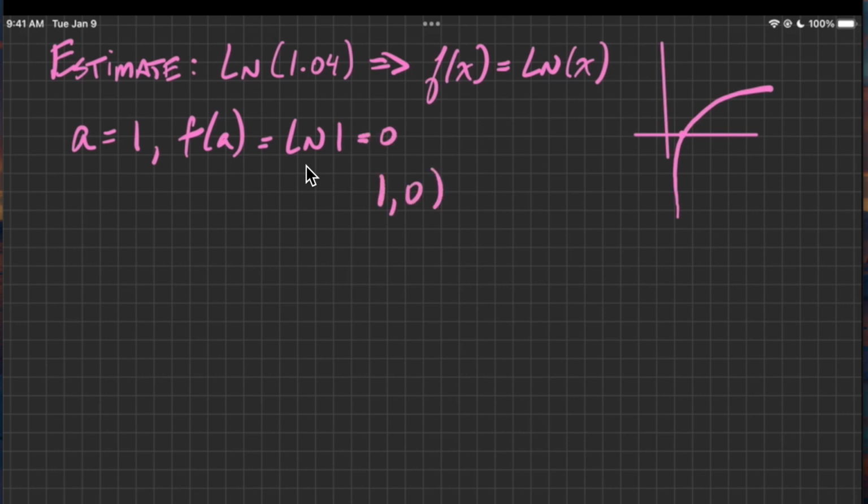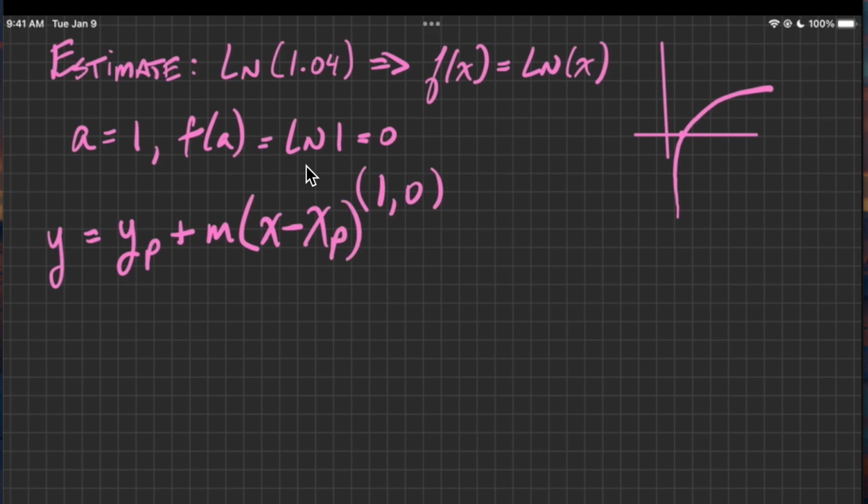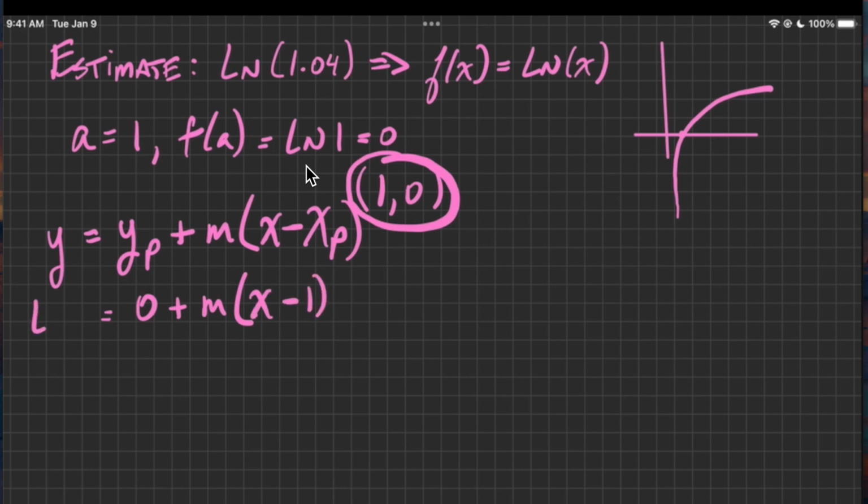We have our point. Let's go ahead and build our point slope equation. We're going to have y equals y sub p plus m times x minus x sub p. This is our point. We're going to plug in 0 for y sub p. The m we don't have yet. And we're going to have x minus 1. And we're going to rename this function as L of x. So cleaning up, we have L of x equals m times x minus 1.